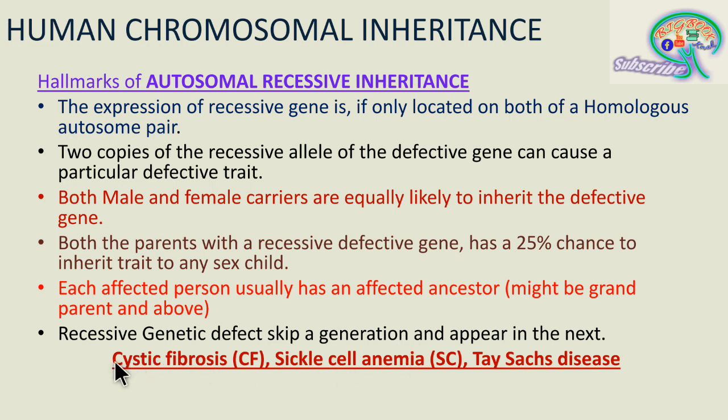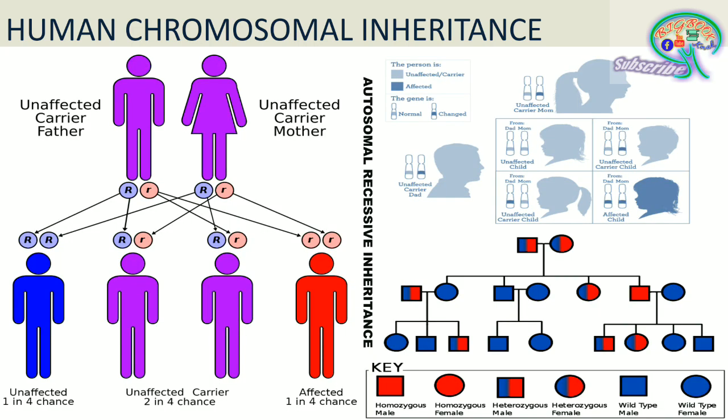So the examples are cystic fibrosis, sickle cell anemia, Tay-Sachs disease. Now in these particular pictures, you can understand the unaffected carrier father: in the sense, one will be the dominant, the other will be the recessive gene. This recessive gene is the defective gene. Here the mother, again, is an unaffected carrier, with the dominant and this the recessive.